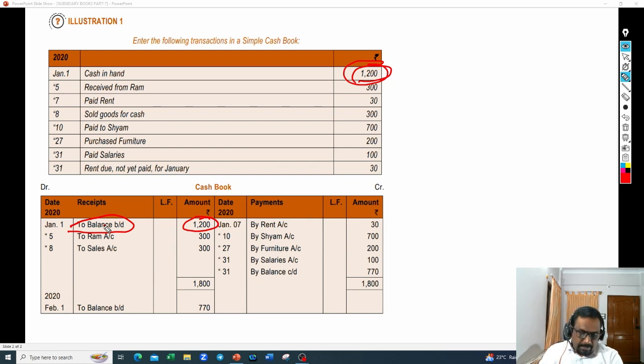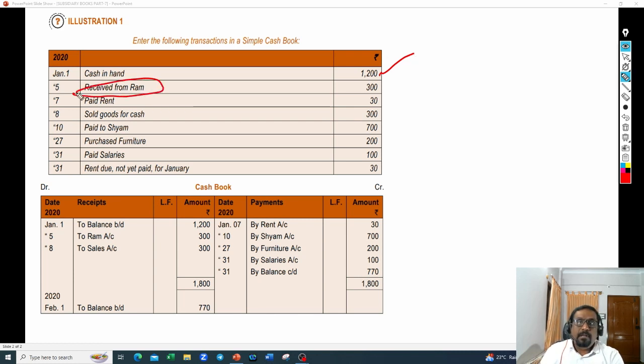Because it is opening balance. Right? One second, I forgot about the specimen. See here: date mentioned, receipts, LF number, amount, date, payments, LF number, amount. That's all. Same, looks like your cash account only. There is not much difference here. So now we already did about 1200. Let us go to the next one.